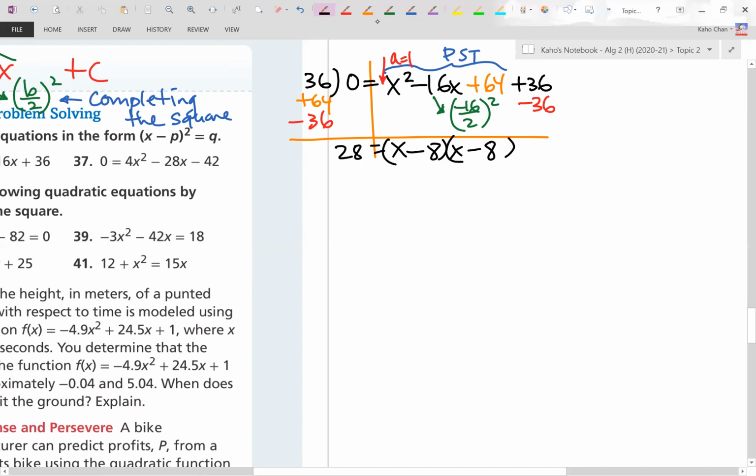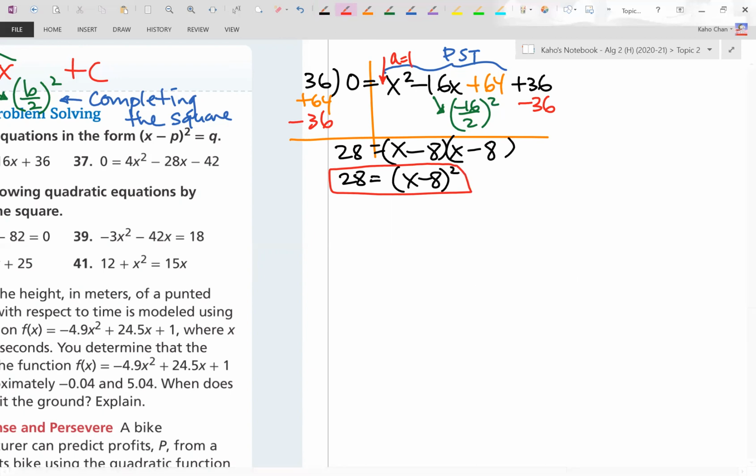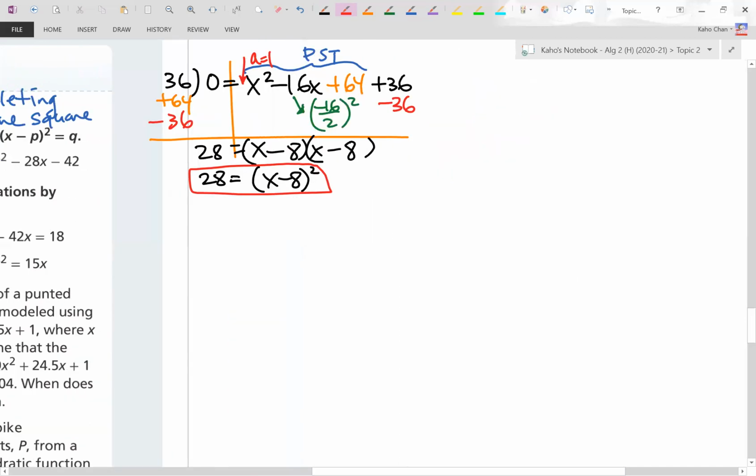Yes. And there's my answer. 28 equals x minus 8 squared. And that's what they wanted. Kind of written backwards a little bit, but that's okay. That's how you complete the square. Remember, this is a balanced equation. What you do on one side, you got to do the other side.